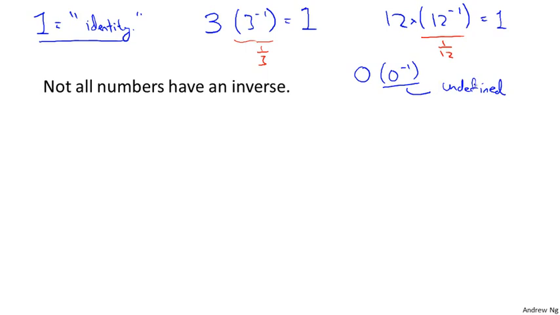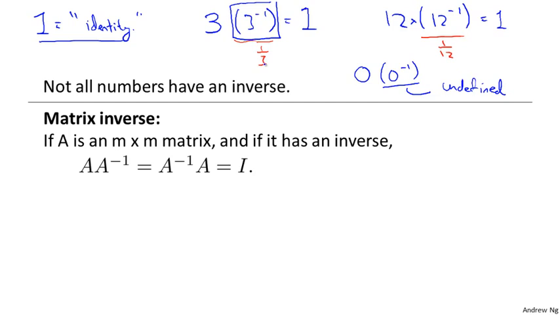And what we want to do in the rest of the slide is figure out what it means to compute the inverse of a matrix. Here's the idea. If A is an m by m matrix, and if it has an inverse, I'll say a little bit more about that later, then the inverse is going to be written A to the minus 1, and A times its inverse, A to the minus 1, is going to equal A inverse times A, is going to give us back the identity matrix.